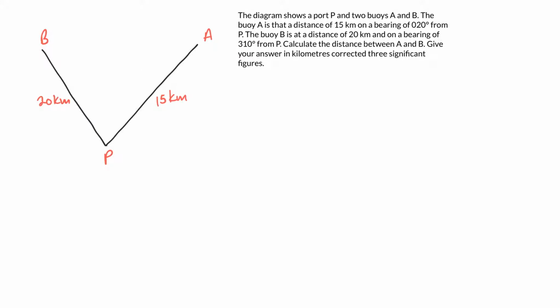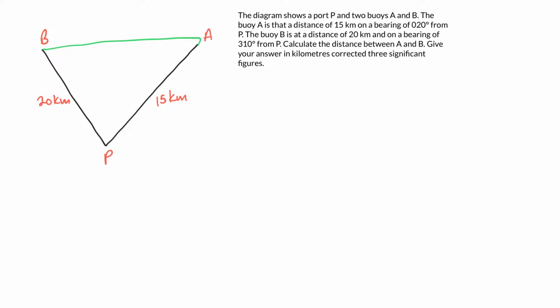All right, so here's the problem solving question we're going to look at. The diagram shows a port P. That's the port P there. And two buoys, A and B there. The buoy A is at a distance of 15 kilometers on a bearing of 020 degrees from port P. The buoy B, 20 kilometers and a bearing of 310 degrees from P. Calculate the distance between A and B. So I should probably do that in a different color just to highlight the fact that our main goal is to find that distance. And give your answer in kilometers and to 3 significant figures.